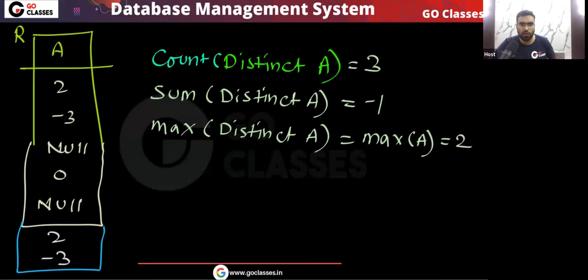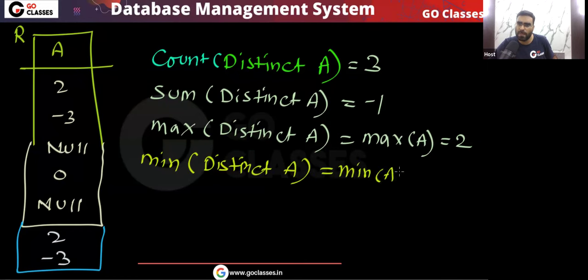Yes or no? What will be the min value? Min of distinct A is the same as min of A, and that will be -3. Remember, this min will ignore the null values first, then you find the minimum value. Okay, what will be AVG of distinct A?